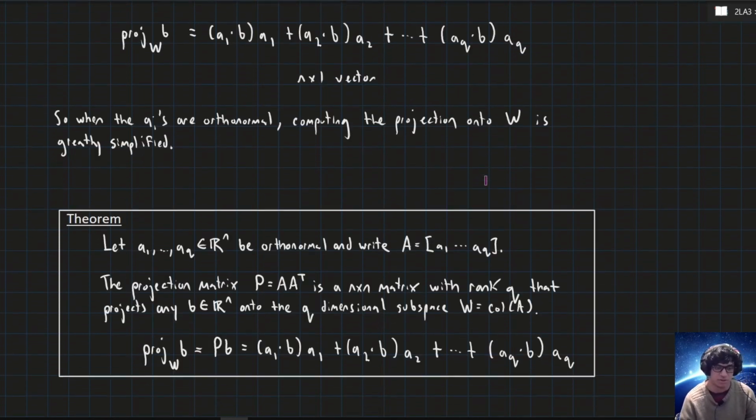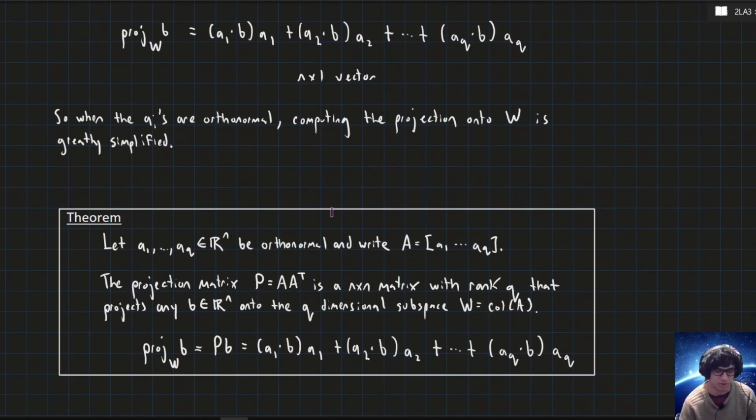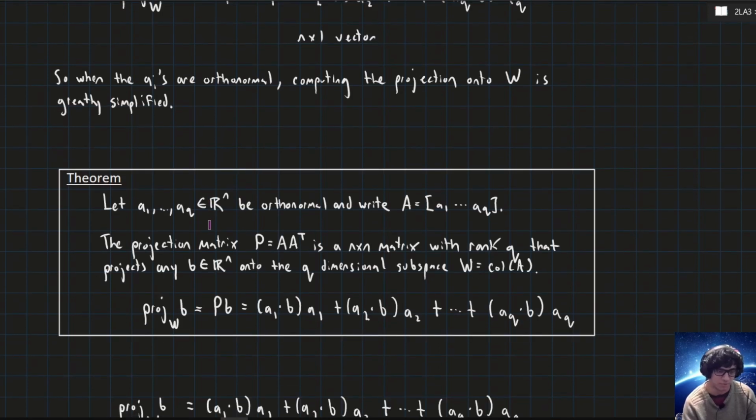So this summarizes what we just did as a theorem. Let the vectors A1 through AQ be orthonormal and write the matrix A. Then the projection matrix simplifies to A times A transpose. And further, we can get an explicit formula like this that tells us how to compute the projection of B onto the subspace W, which is the column space of A.